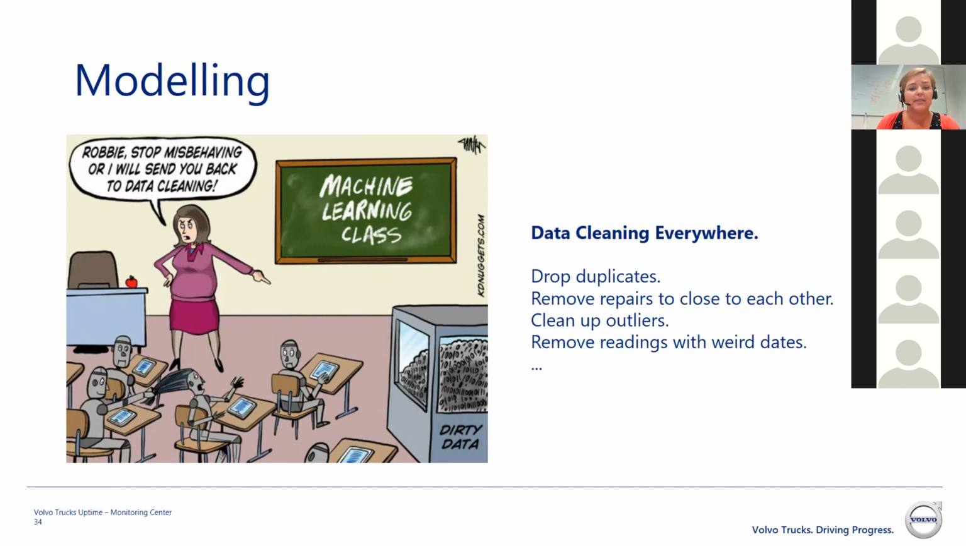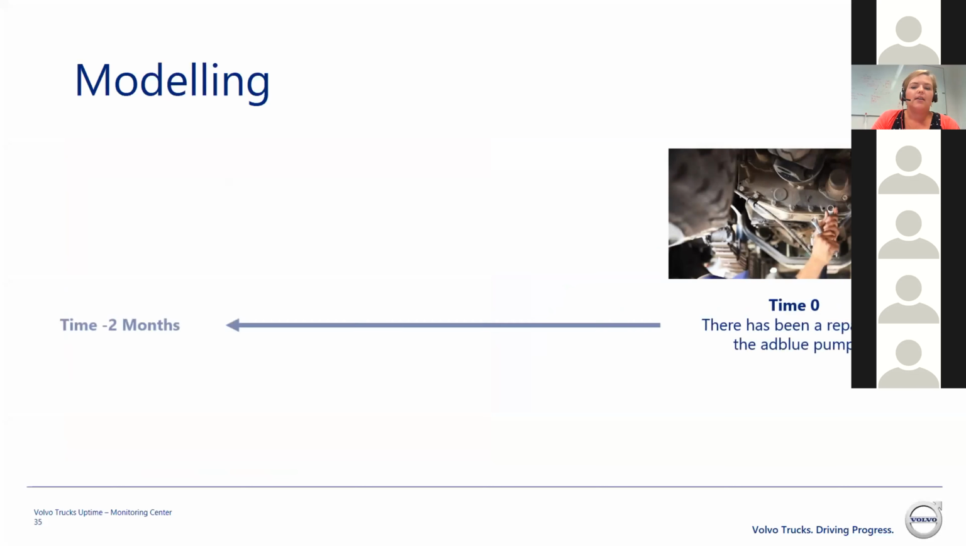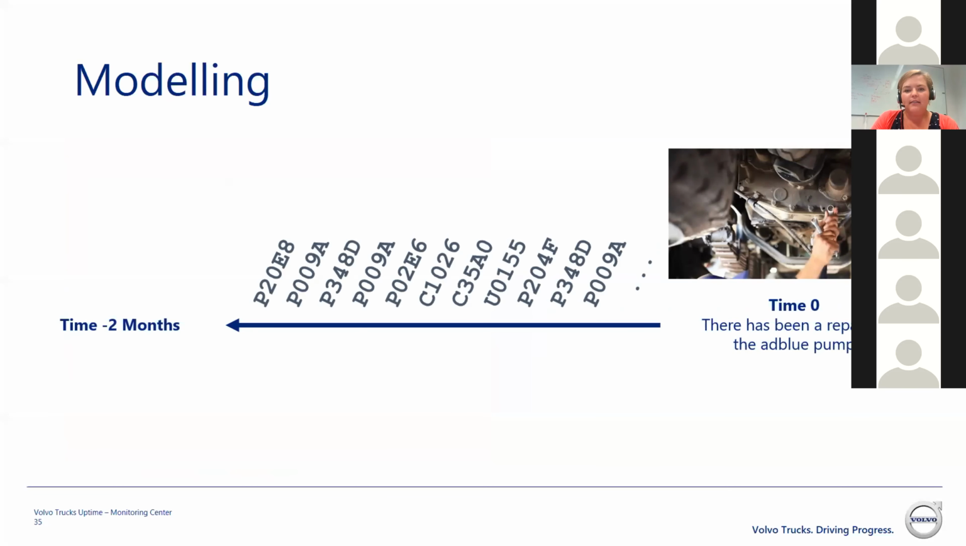How do we actually do the modeling? It's actually quite simple, the principle by itself. As you know, you need a target. What we take as a target, let's say we want to create a model for the AdBlue pump, we take as time 0 the actual repair of the AdBlue pump for a truck, and now we look at the 2 months before that repair happened, what type of fault codes came in.